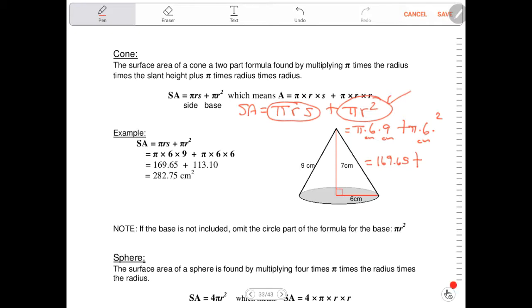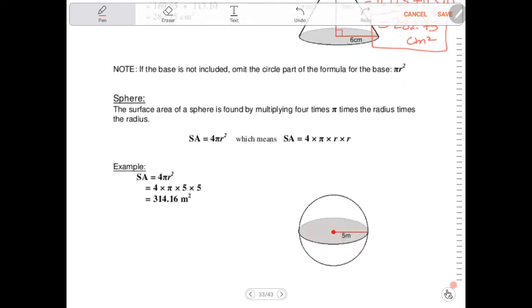Just like with the last one, I recommend that you do the radius squared part first. So I would go 6 squared and then multiply that by pi, and that gives you 113.10. Add them together, 282.75 centimeters squared, and that is how you calculate the surface area of a cone. You can see that it's becoming somewhat repetitive. I mean, the letters might change, but the calculation technique is the same.